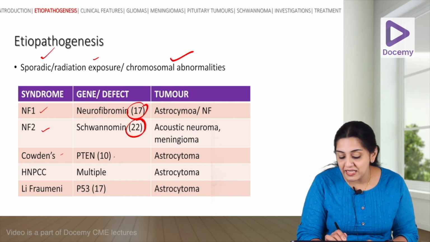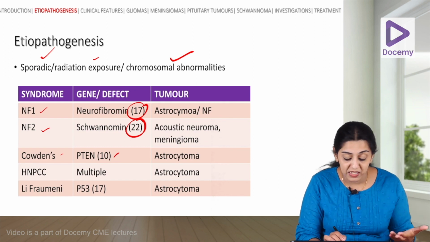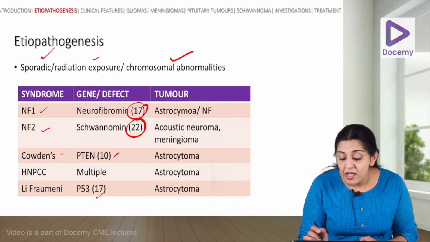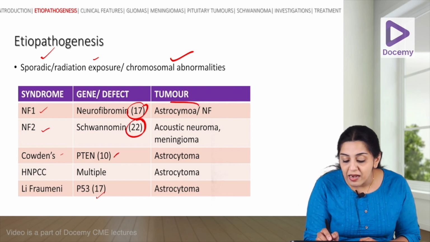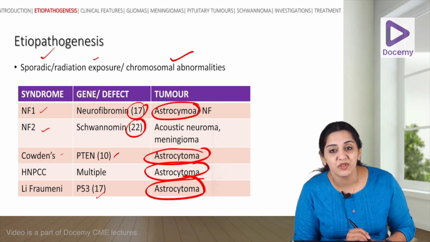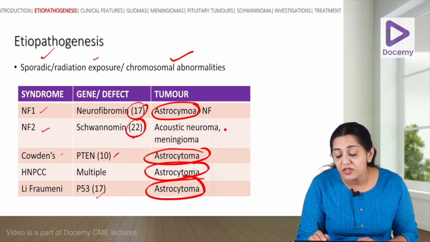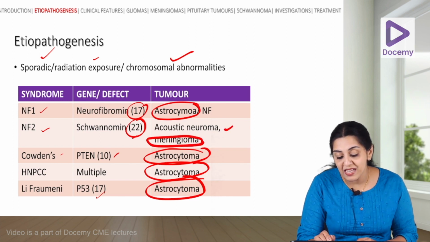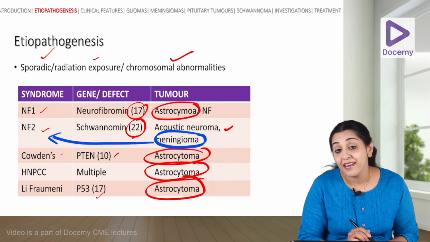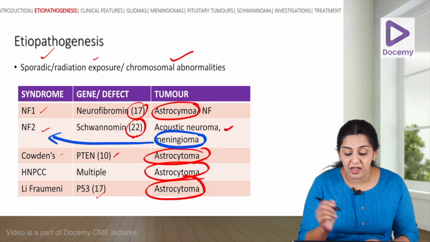Then Cowden's is PTEN, on the 10th chromosome. HNPCC, there are multiple defects which cause HNPCC. Li-Fraumeni is by the P53 tumor suppressor gene on chromosome 17. Now about the tumors, you can see that most of the brain tumor syndromes cause a common brain tumor called the astrocytoma. Other than that, schwannomin or NF2 can cause acoustic neuroma as well as meningioma. Now meningioma is important because it is very, very common. So meningioma is caused by NF2 mutation, NF2 syndrome, that is chromosome 22 abnormality.